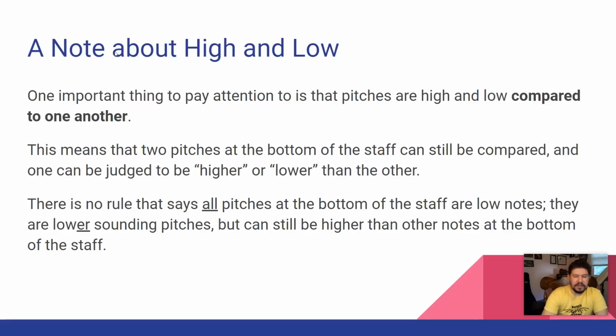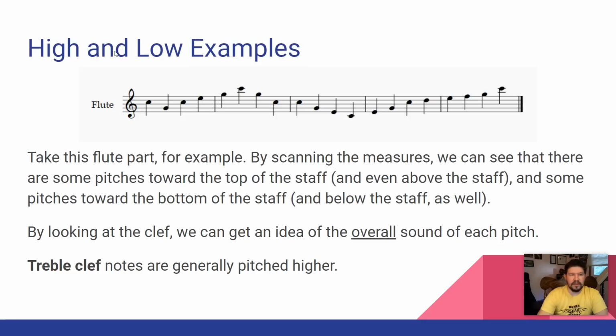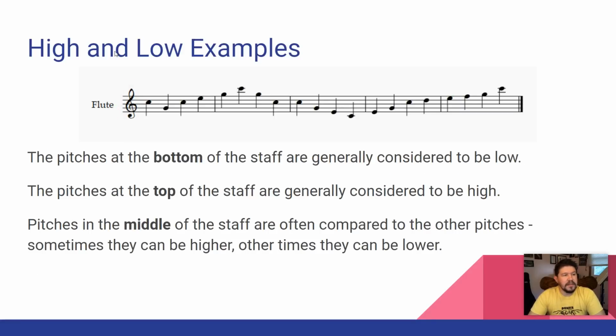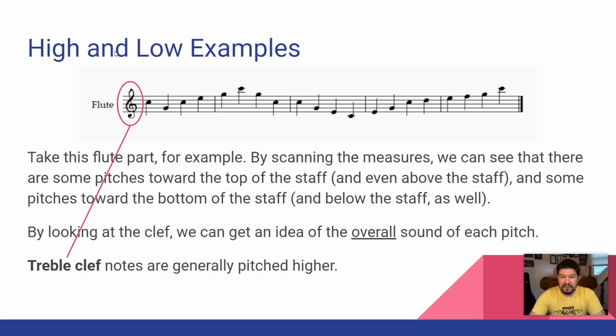So we're going to dig into some examples to help you out with that a little bit more. We have a flute part here that I just wrote out, just some very basic stuff that shows you high and low notes. By scanning the measures, we can see that there are some pitches toward the top of the staff. The treble clef is for notes that are generally pitched higher. There are some pitches at the top of the staff, and some even above the staff, and some more towards the bottom of the staff and below the staff.